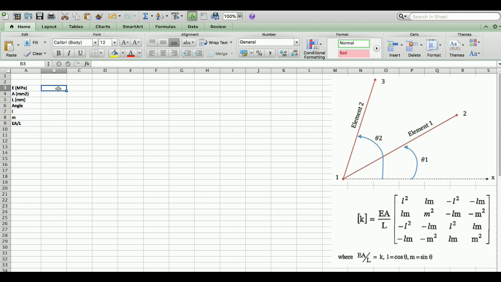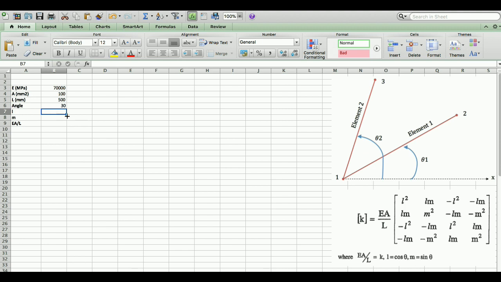For example, I'll use the material properties of aluminium. So the Young's modulus is approximately 70,000 megapascal. Cross-section area, I'll give a random number for now, say 100 millimeters squared. For the length, half a meter, so let's say 500 millimeter. Angle, for now we don't know a certain angle, so again I give a random angle of, say, 30 degrees.